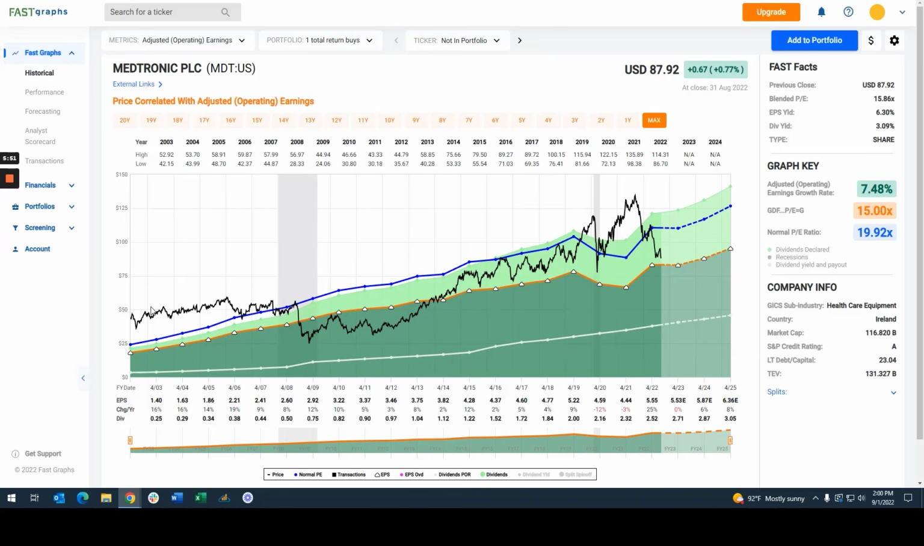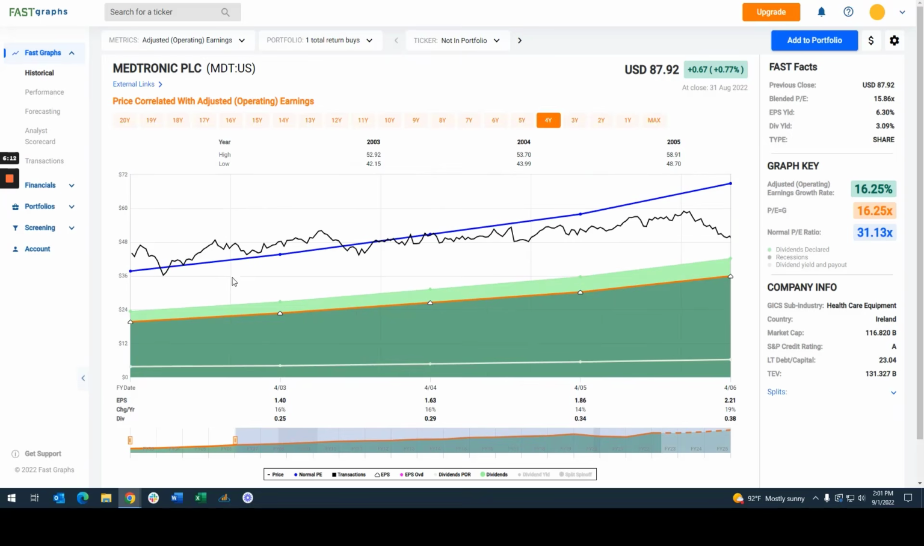But if you look at the years 2001, 2, and 3, this was still coming off of the irrational exuberant period where Medtronic was trading at a very high PE ratio. Once again, the blue line is accurate, but it doesn't really reflect the various time frames. So once again, we can take the scroll bars and scroll back in time and look at this beginning period here. And here we see that Medtronic was trading at 31 times earnings.